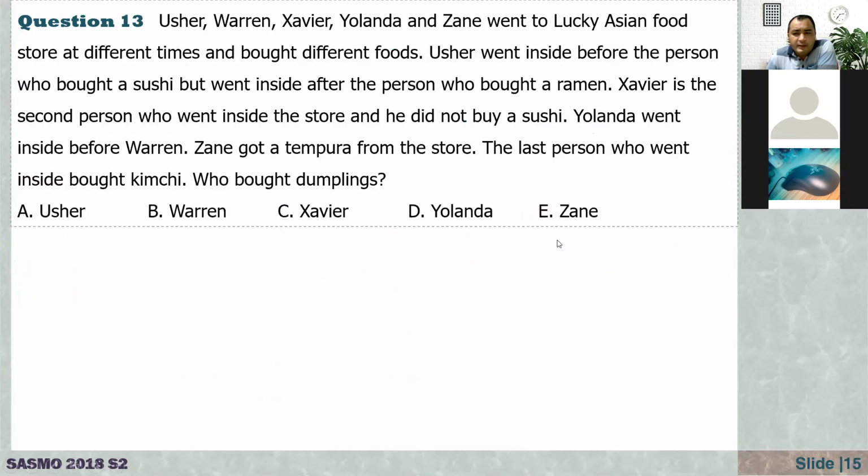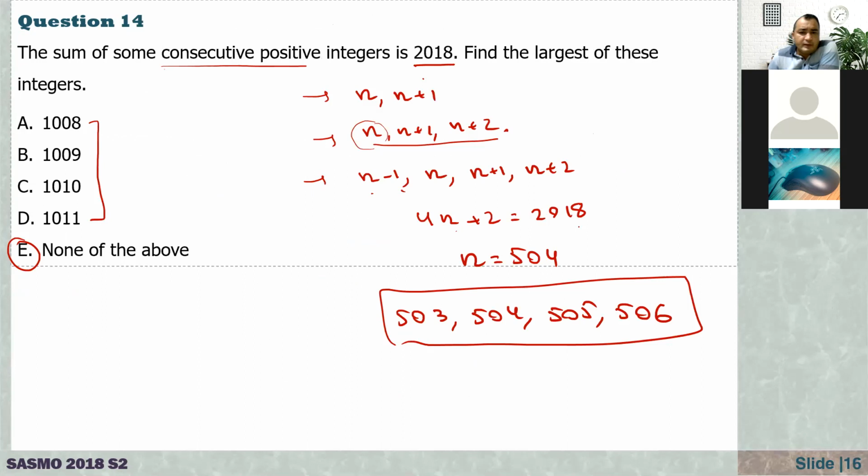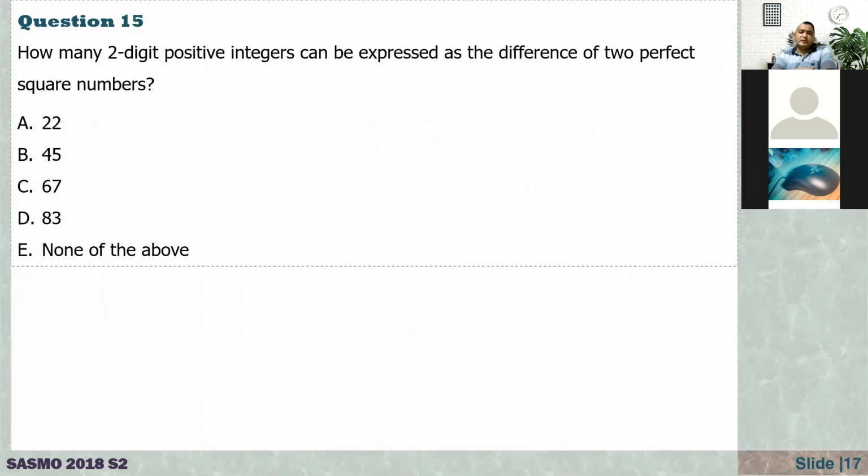14? I think we stopped here. So did you solve this question? How many two-digit positive integers can be expressed as the difference of two perfect square numbers?